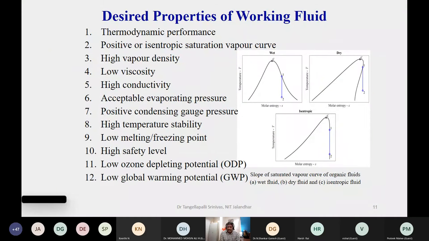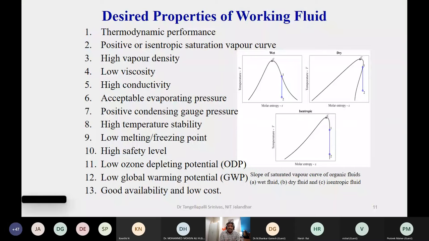Other points we have to consider while selecting the working fluid. I'm not elaborating all this like a classroom, actually. This is a subject I am teaching to my master's students, M.Tech Thermal students. Let me explain one or two important points. One is the thermodynamic performance, that's okay, no need to elaborate. Yes, mechanical engineers care about this thermodynamic performance.